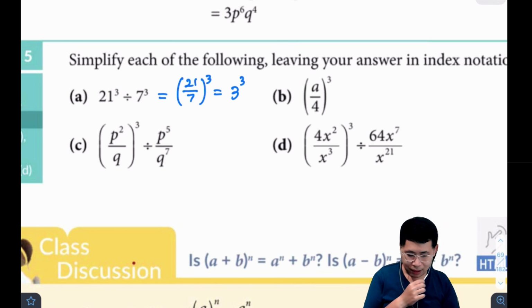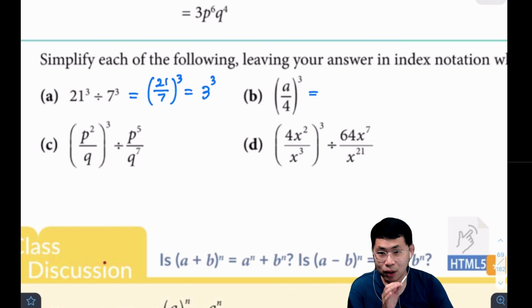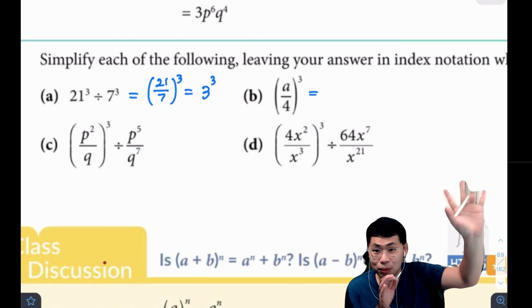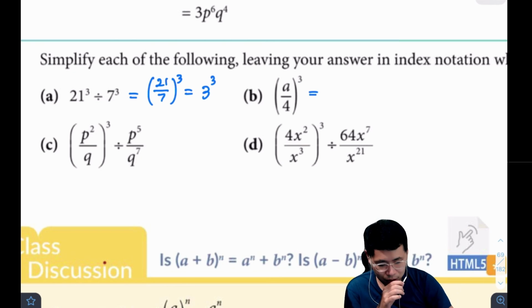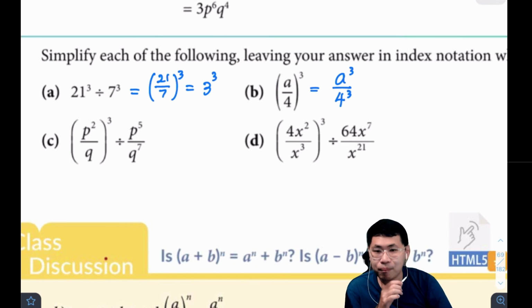Okay, alright, then we have a over 4 to the power of 3. So for this one, because the 3 is on the outside, the common 3 is outside, we can distribute the power. So we have a cubed and 4 cubed, like that. Okay, so I'm just going to leave it in index notation.